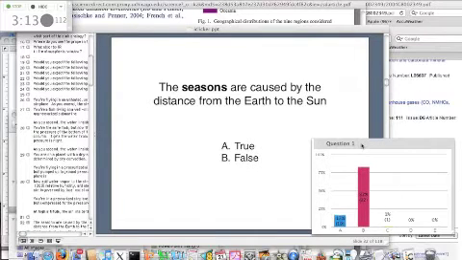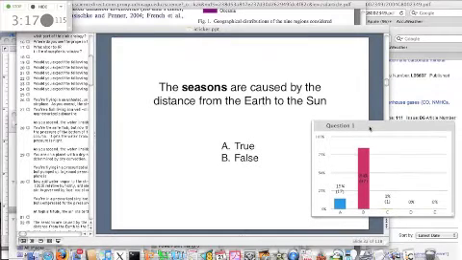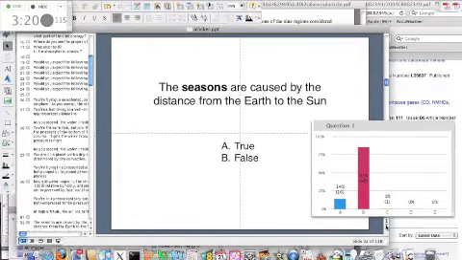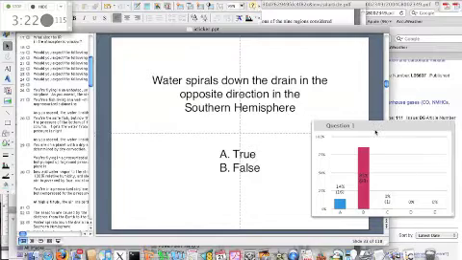The next sort of teaser is: water spirals down the drain in the opposite direction in the southern hemisphere from in the northern hemisphere, is what I mean here. So do we think that is true or do we think it is false? It's like public opinion is forming here.